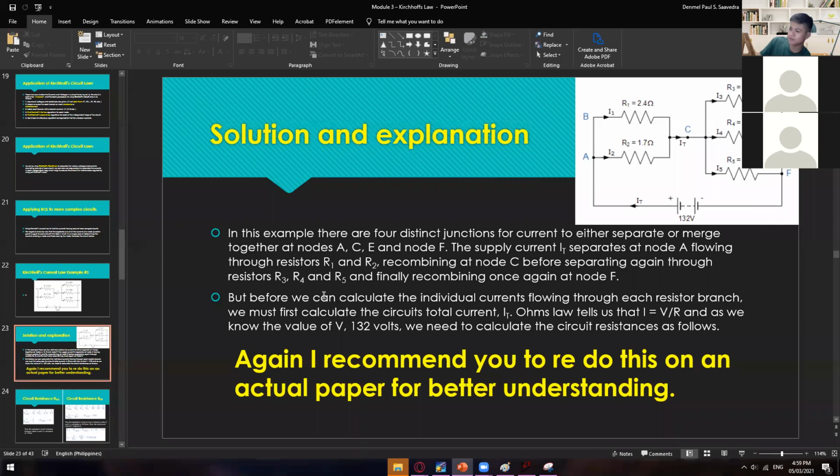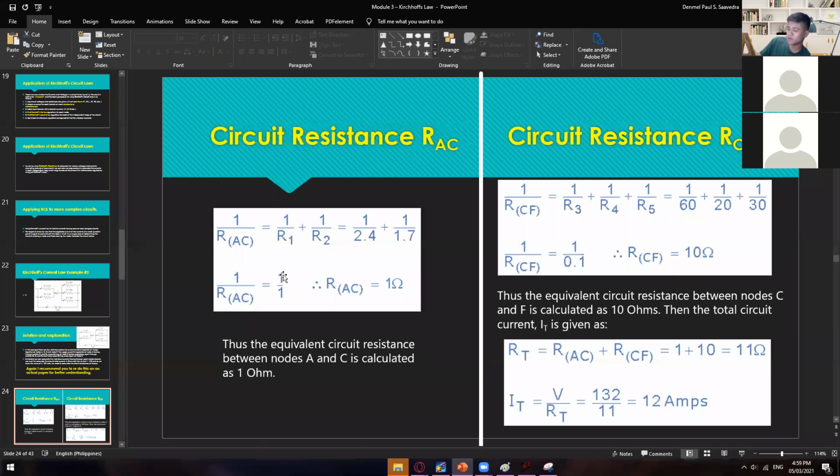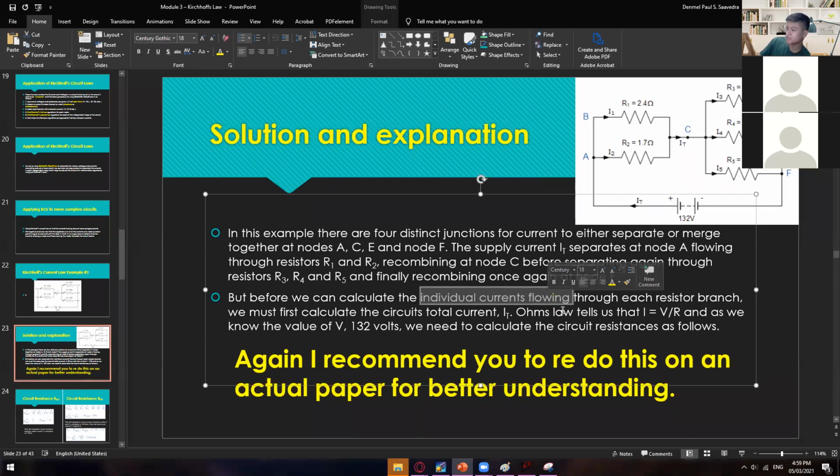So again, after this point, you must now answer this one on your own, and then try to use this one only as your basis for whether your answer is really correct or not. So from here, our goal is to solve for the individual currents flowing through R1, R2, R3, R4, and then R5.